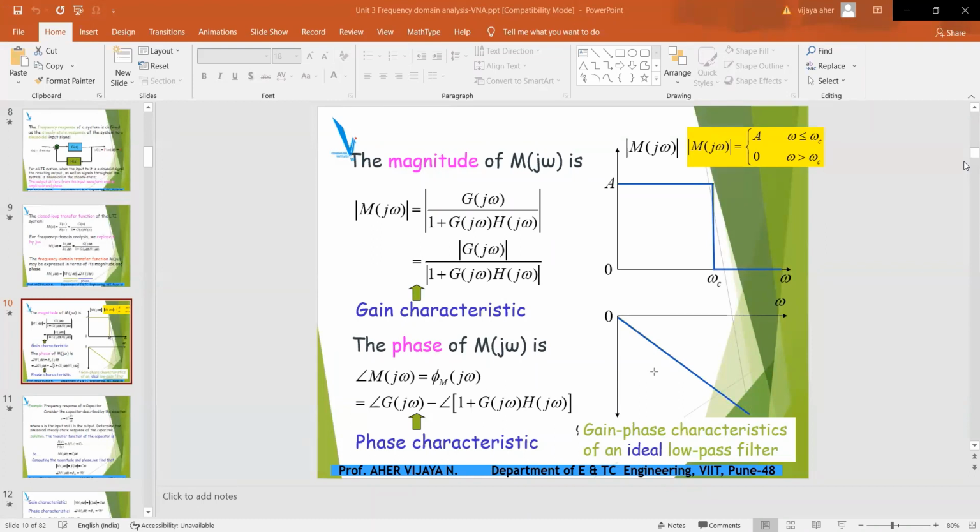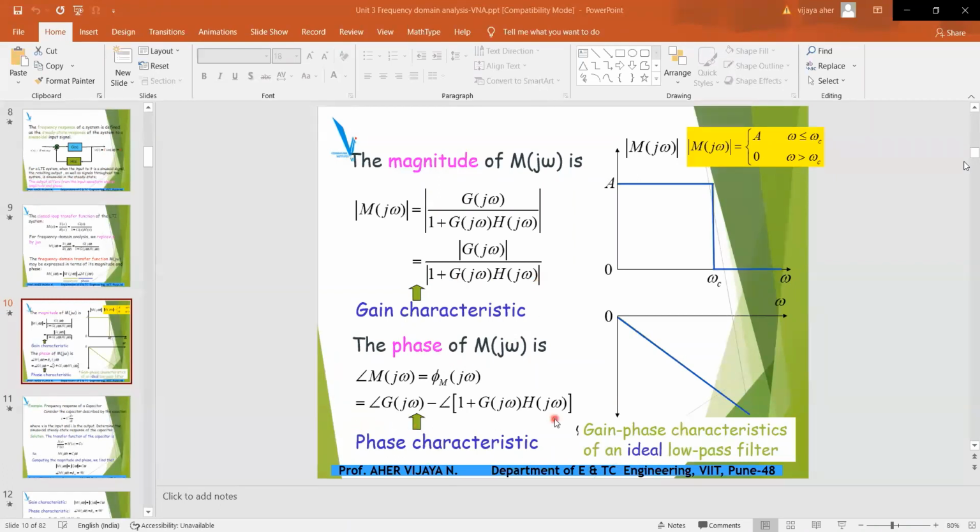I have given a small example of low pass filter. Chalo, understood? Any doubt up to this? Students, you have to write this equation for magnitude of M(j omega). In frequency domain analysis, you have to write the equation for the phase of M(j omega), because while solving numericals you need these two equations. You have to calculate magnitude, so remember this equation. You have to take mod of this. For calculation of phase, you have to find phase of M(j omega).